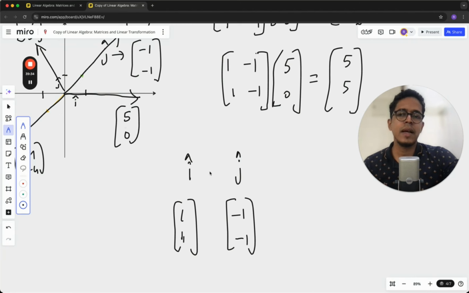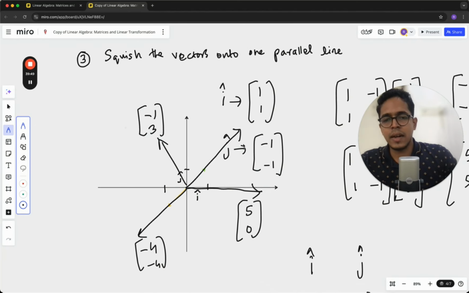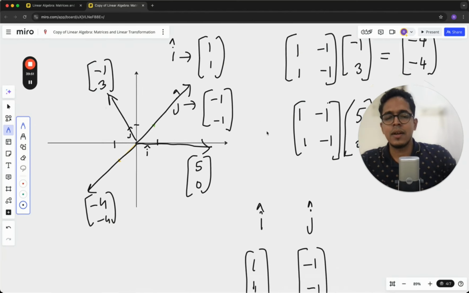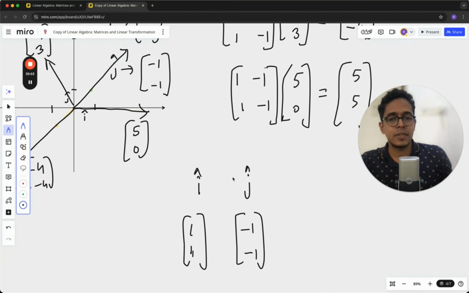So the transformed i and transformed j are not linearly independent. Because of that, the transformed i and transformed j cannot span the entire 2D space. It can only span this one single one-dimensional line, because of the way it got transformed.